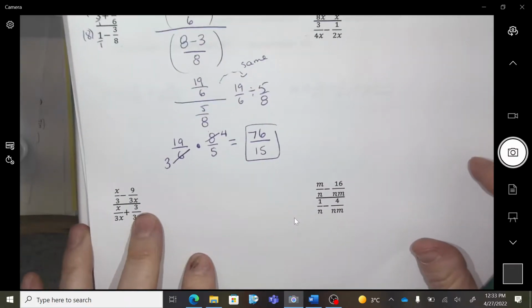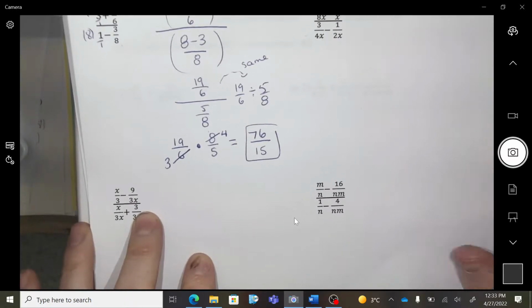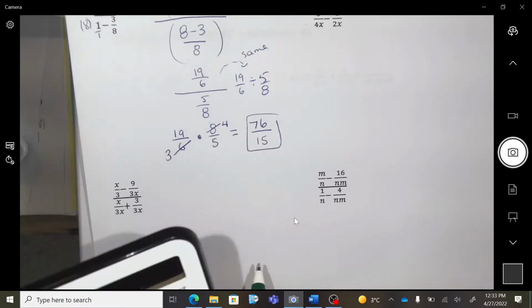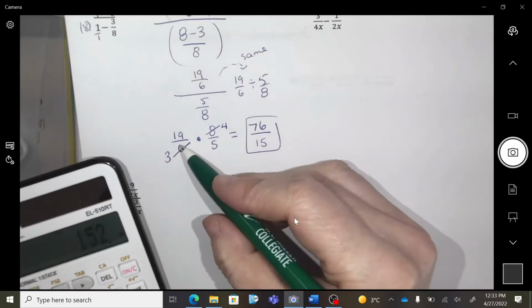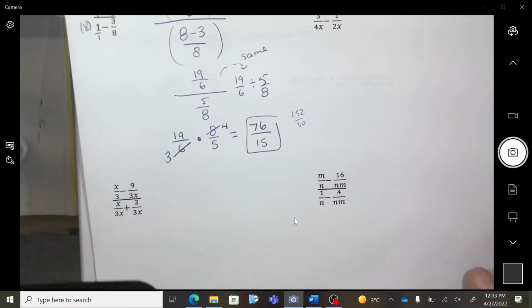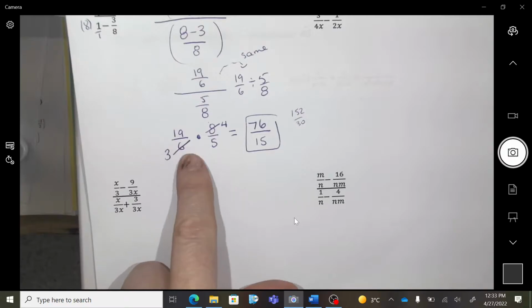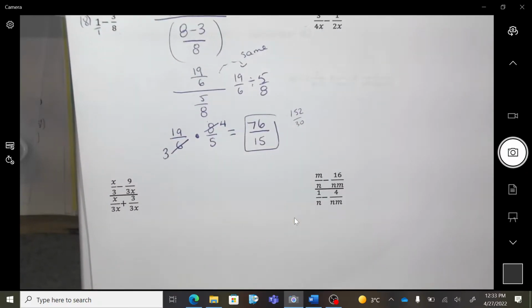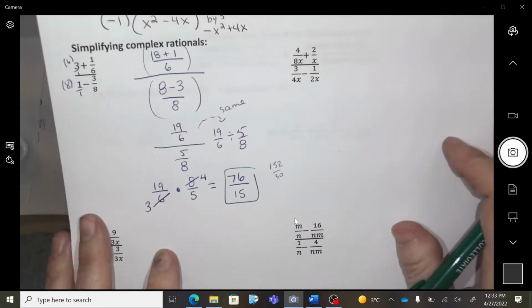Dividing by 2 with those 8 and 6 is just like saving you from reducing your fraction later? Yeah. Because if you would have just done it, you would have got 152 over 30. And then you're like, oh, does that... It's easier to see it there than there. Okay.